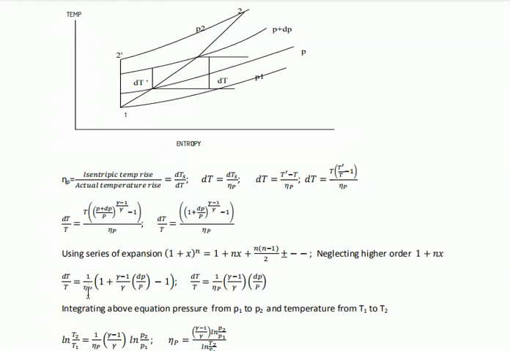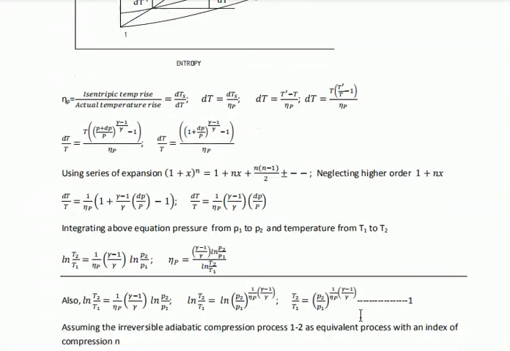So 1 by eta p into (1 plus gamma minus 1 by gamma into dp by p minus 1). So dT by T is equal to 1 divided by eta p into gamma minus 1 by gamma dp by p. This is simplified to this term. Now integrating the above equations, pressure from P1 to P2 and temperature T1 to T2. If you integrate this, dT by T becomes ln of T2 by T1 is equal to 1 by eta p, gamma minus 1 by gamma, ln of P2 by P1.